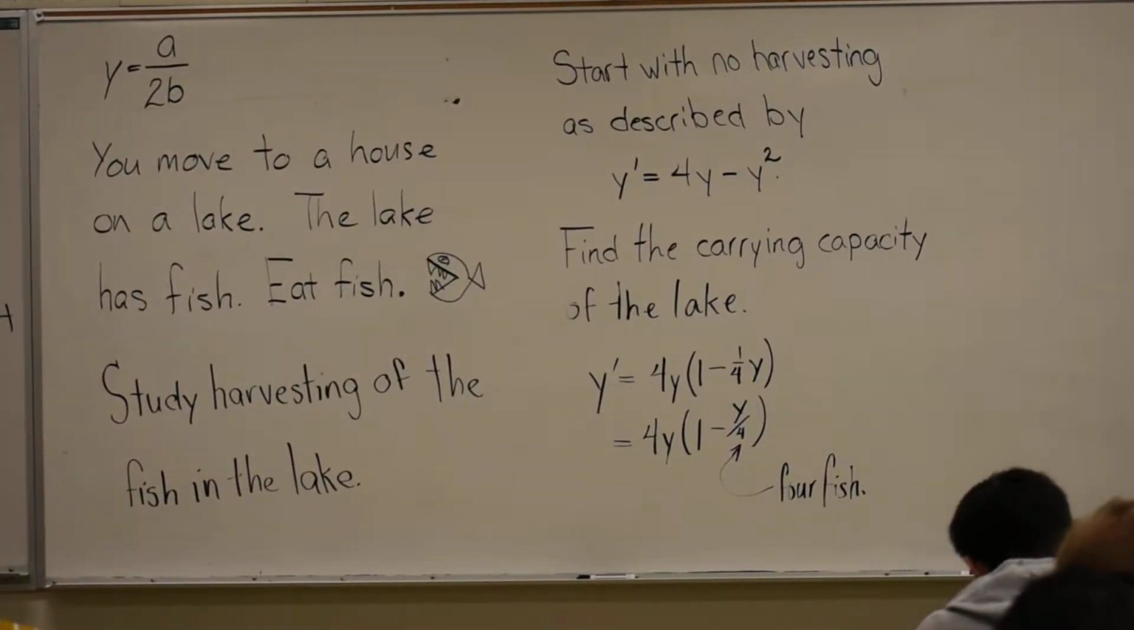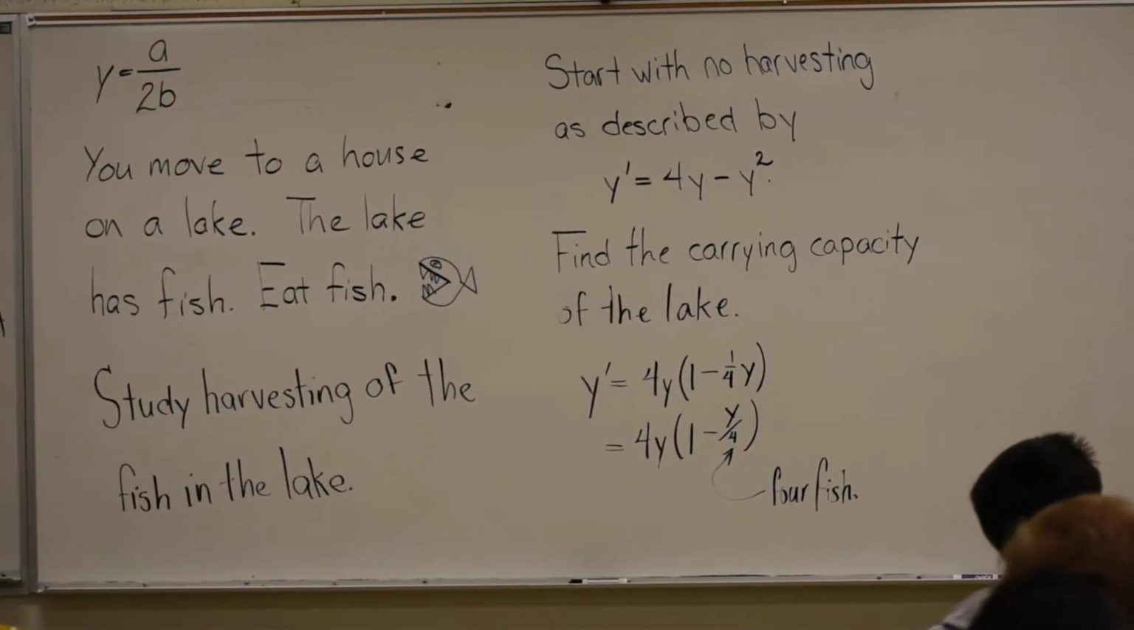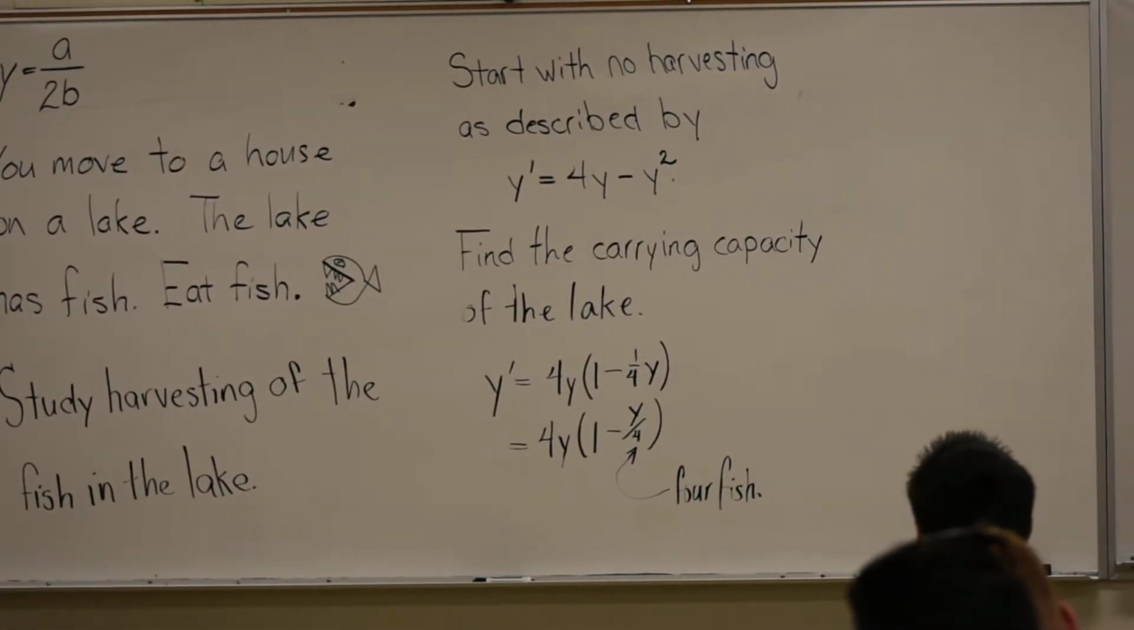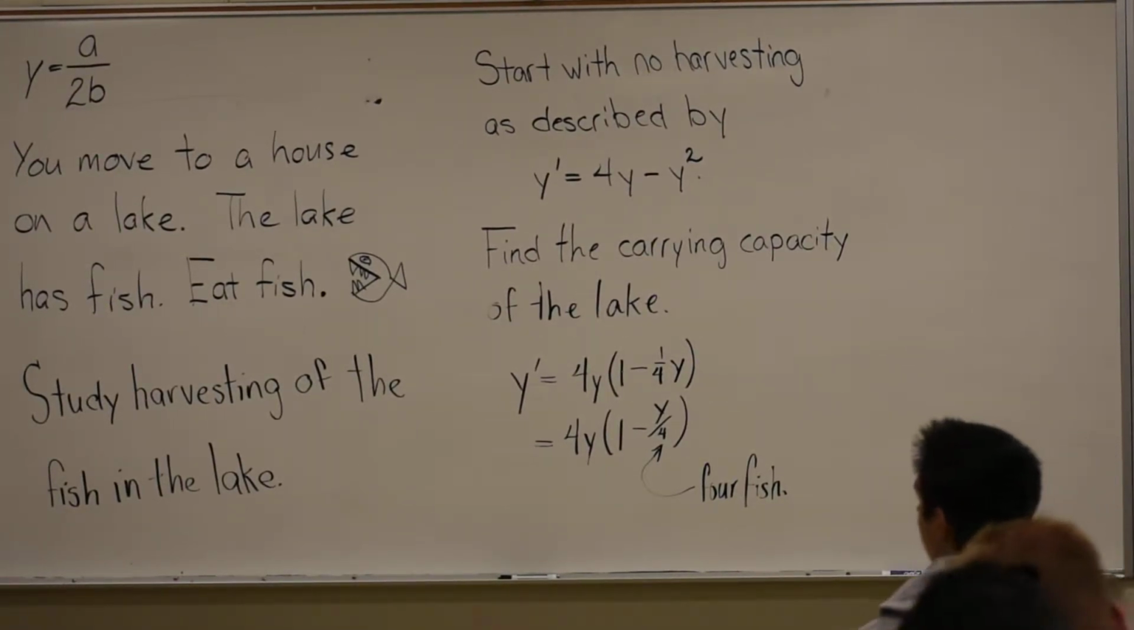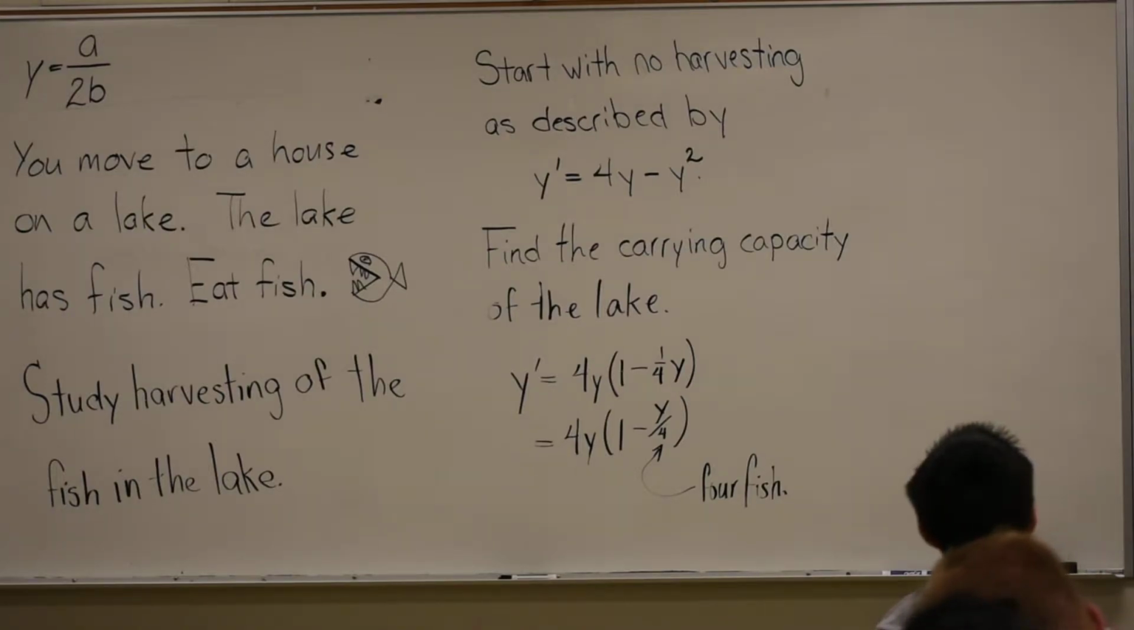Okay, so this example is simple. 4 fish. If you want, you can think of it as 400 fish, 1,000 fish, 1,000,000 fish. It's up to you. You can put as many zeros on it. But 4 is easy to work with, so we'll start with 4. All right. Let's solve.